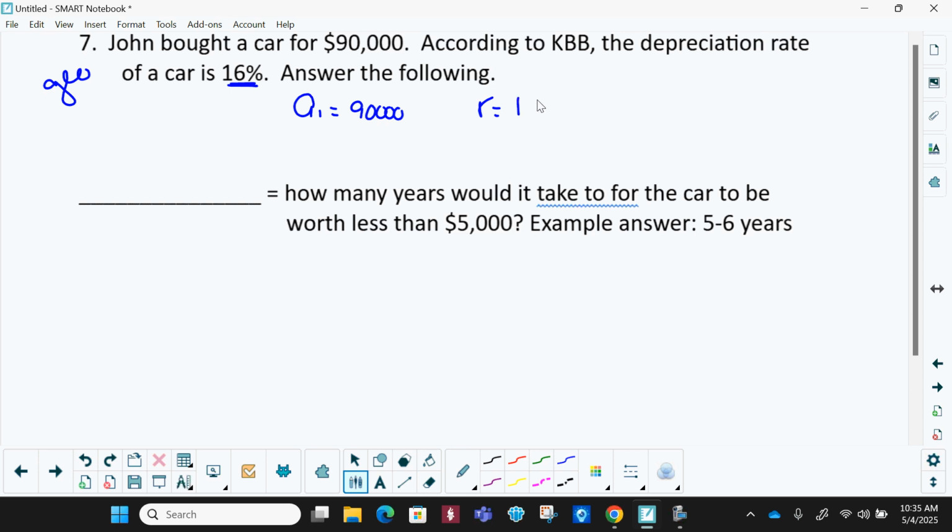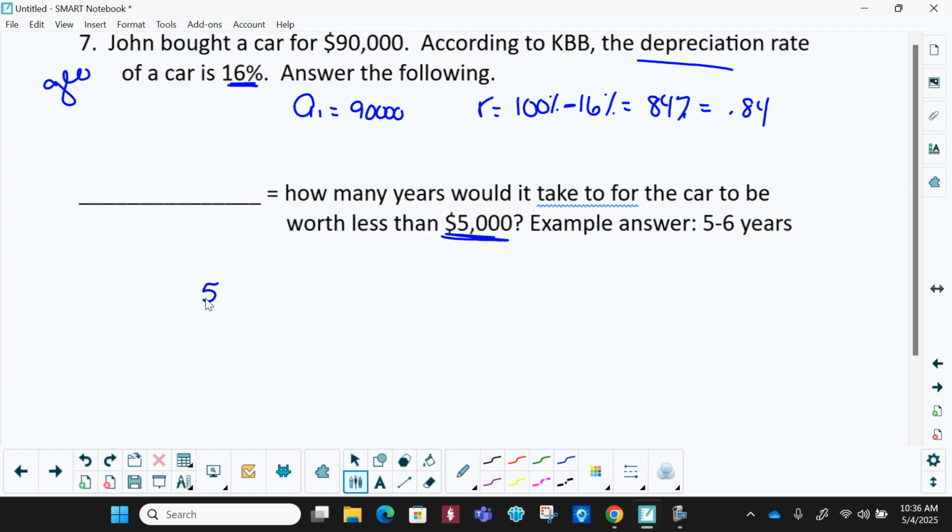100% of my car would be 90,000. It's depreciating, so we're going to subtract 16%. And we're going to get 84%, but we need it as a decimal, so 0.84. So now the question is, when is this car going to be worth $5,000?